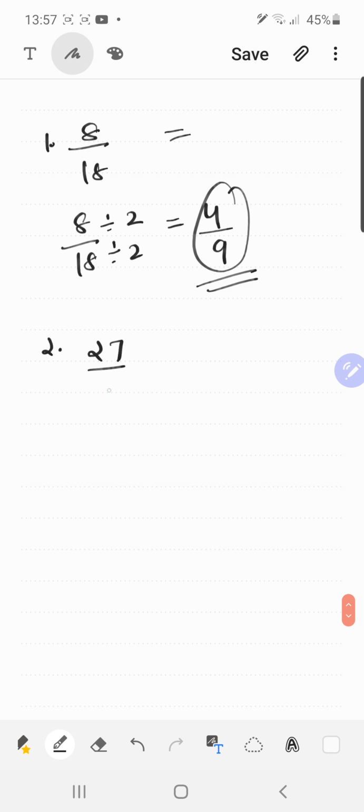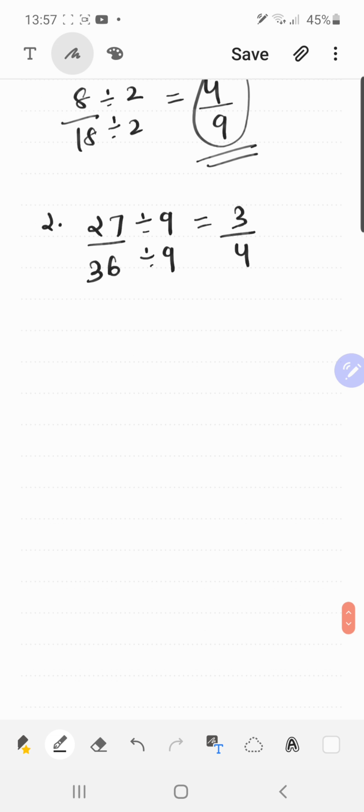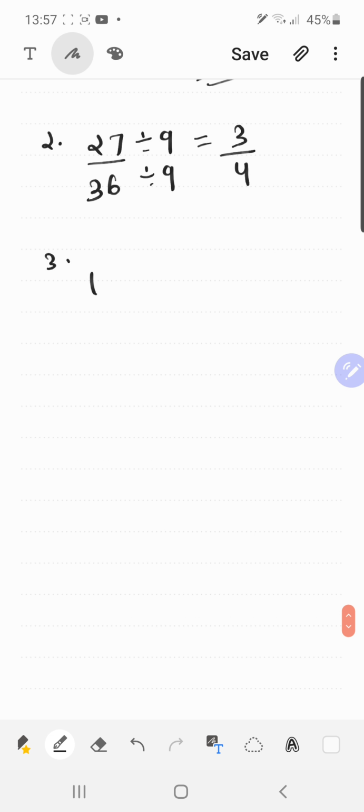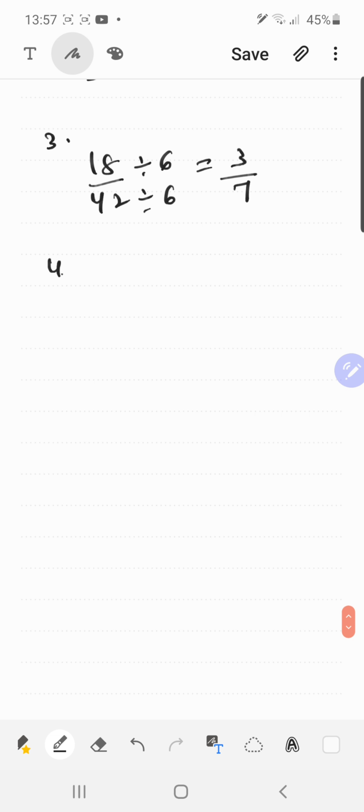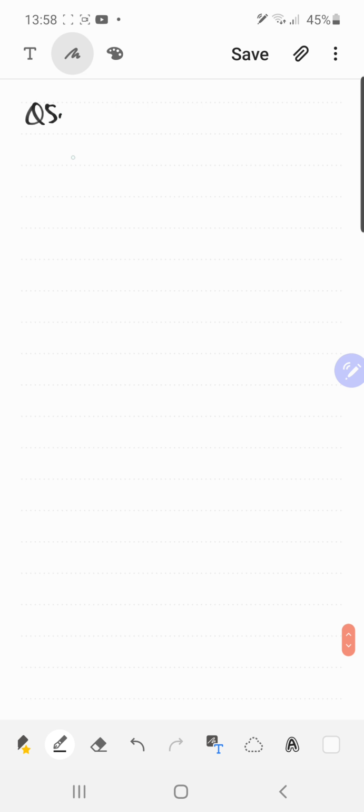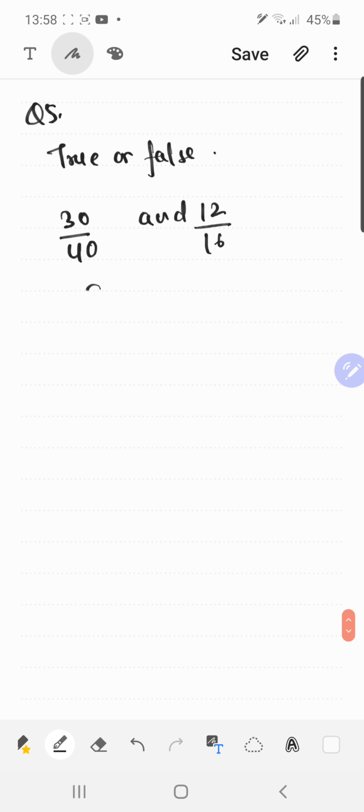Problem number 2 says 27 upon 36. And I know it goes in the table of 9, both of them. So it will be 3 upon 4. Clear? And third we have 18 upon 42. You can go for 6. They both come in the table of 6. The answer will be 3 upon 7. Similarly, you have to do 35 upon 75 and 18 upon 45. Clear? Next we have question number 5 that says true or false. And we have 30 upon 40 and 12 upon 16 are equivalent.